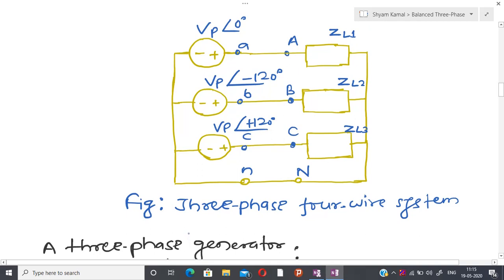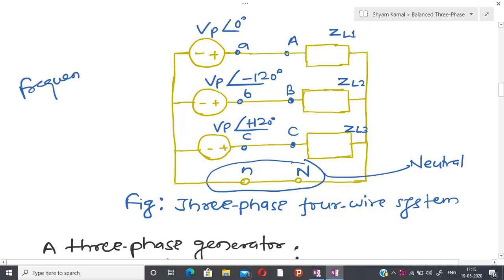And basically this three phase 4 wire system, so here I have 3 wires and the last wire is basically neutral. And basically I have three different impedances. So this is again another example of the polyphase system where three phases are involved and frequency and amplitude are same.